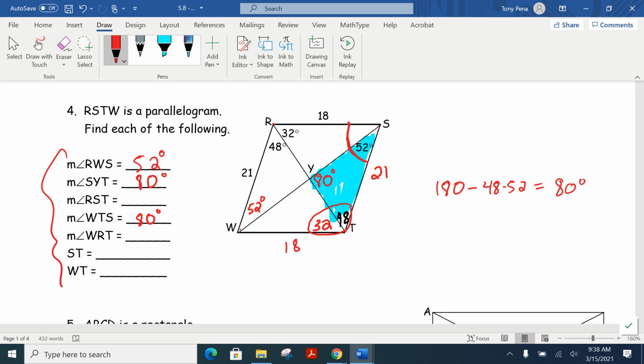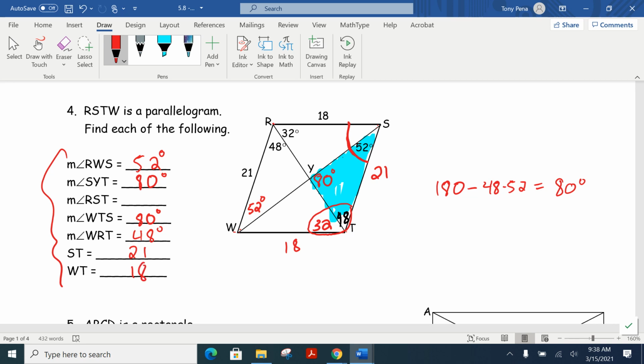If I ask you WRT, where's our WRT? That's super easy, right? That one's given to you, so don't mess that one up. WRT was the 48-degree angle. And then the sides should be pretty nice. This would be 21, and then WT would be 18.